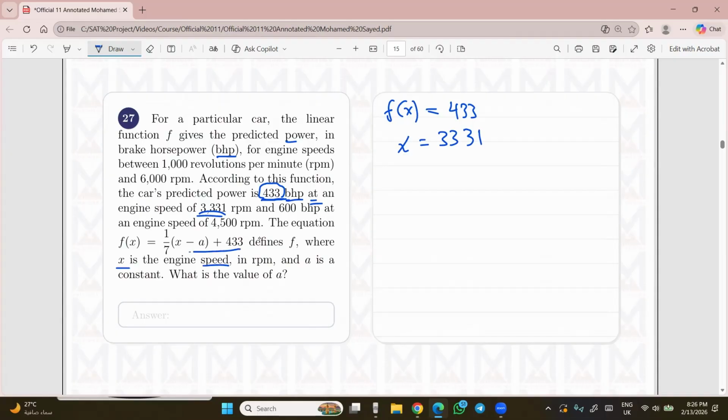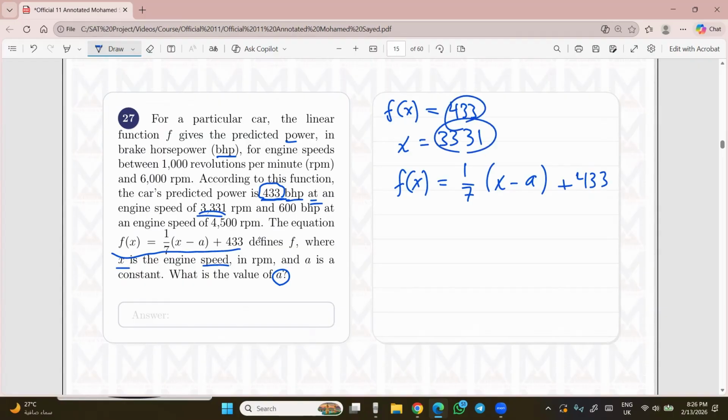And the equation is already given here. The question asks for a. So f of x is equal to 1 over 7 times (x minus a) plus 433. And now we can replace x by this number.